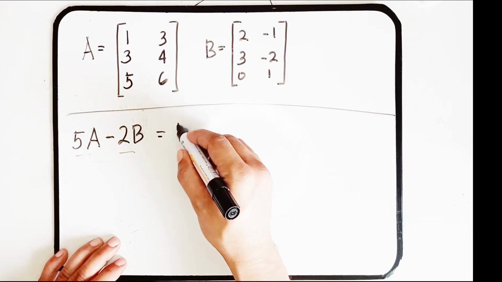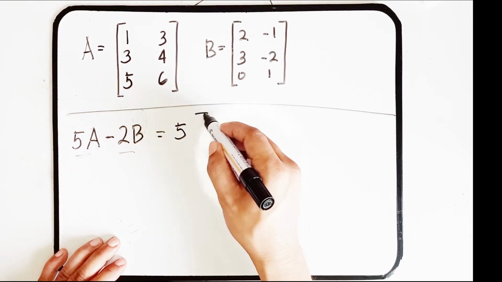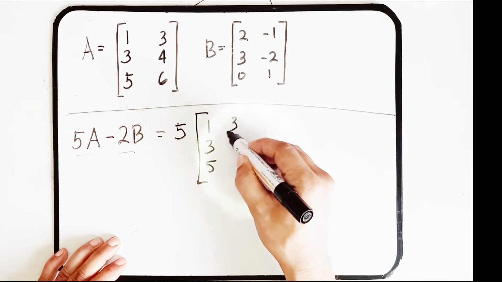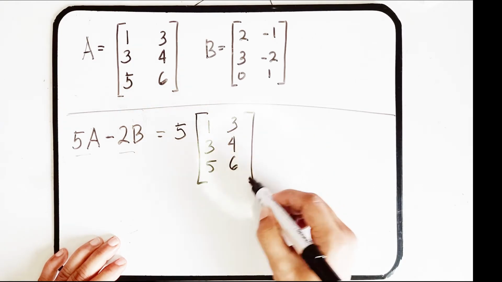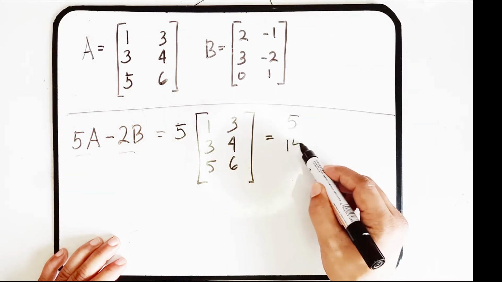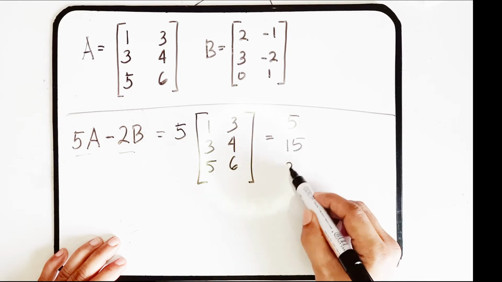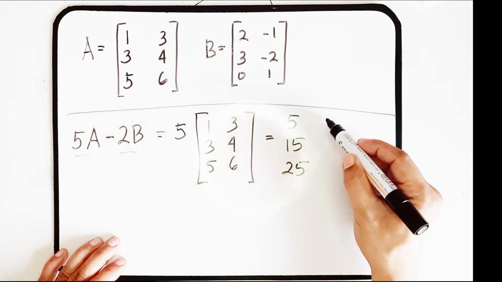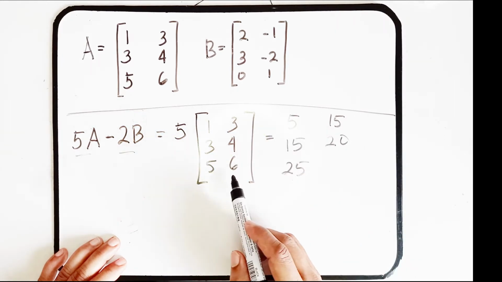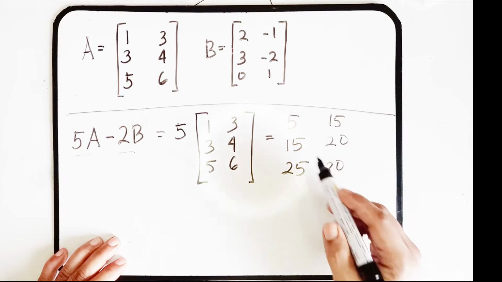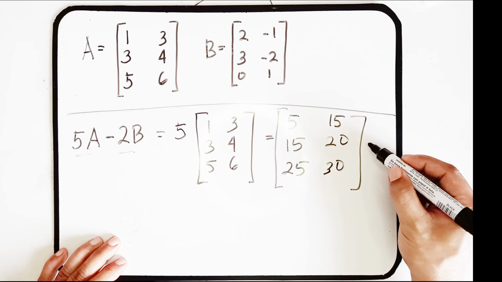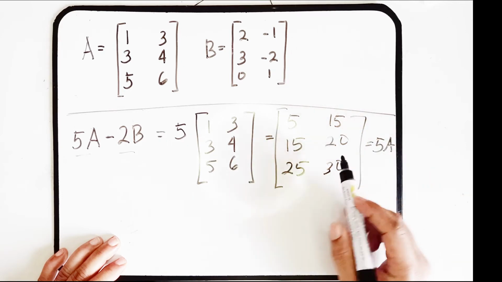Okay, so 5A. So this means that we have 5 multiplied by A. So A is 1, 3, 5, 3, 4, 6. So this becomes 5 times 1, this is 5, this is 15, and this is 25. 5 times 3, this is 15. 5 times 4, that is 20. 5 times 6, that is 30. So this is now our 5A, the result of 5 times A.